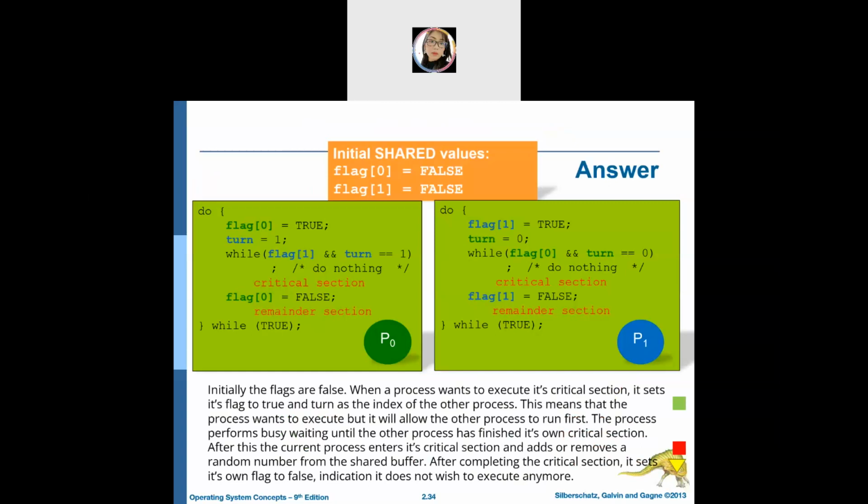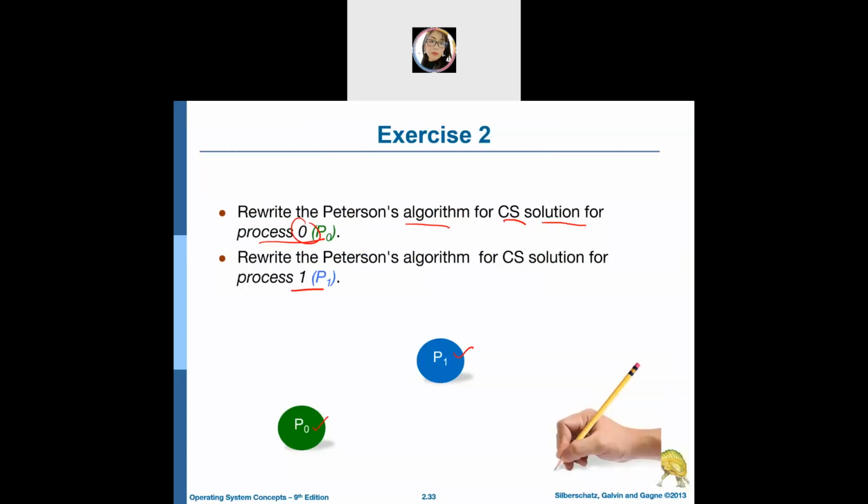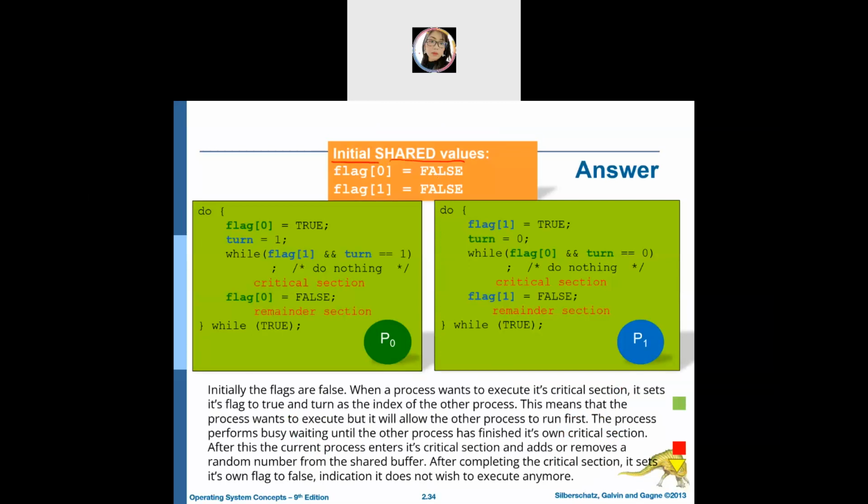Let's see the example of the program. In the question, you're supposedly given the initial shared values, which is the flag information: flag 0 and flag 1 equal to false. So this is the general or initial value. Both are not ready yet, isn't it? Then initially the flags are false. When a process wants to execute its critical section, you need to plan whether you want to execute P0 or P1 first. It is going to set its flag to true.